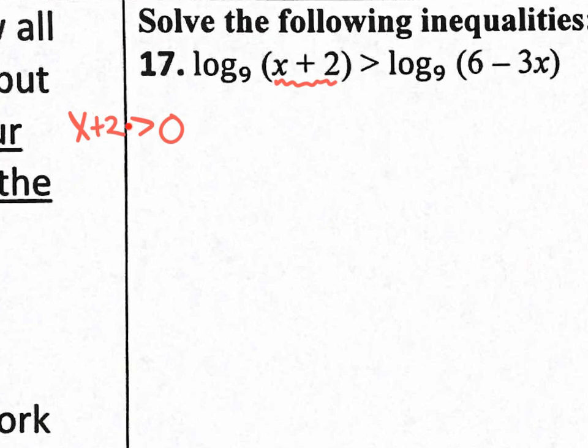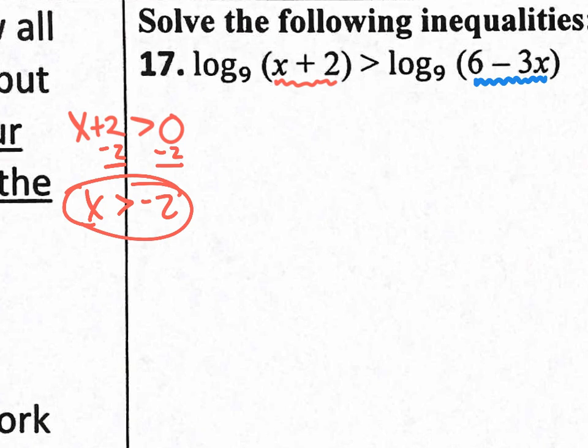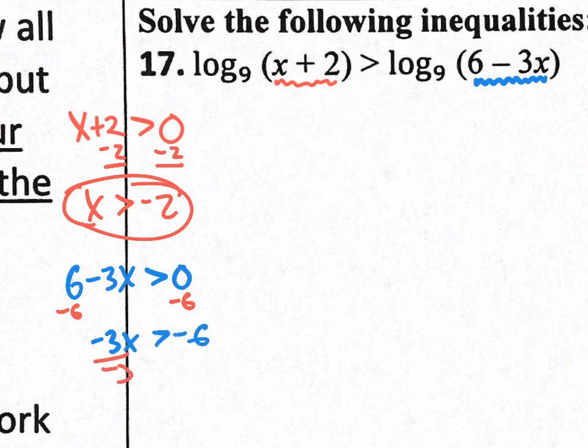So when you set x plus 2 to be greater than 0 and solve it, you end up with a possible answer: x is greater than negative 2. That's one possible answer. The other possible answer is taking this 6 minus 3x and saying that that has to be greater than 0. And when you solve that, subtract 6, you end up with negative 3x is greater than negative 6. Divide by negative 3, and x has to be less than 2.